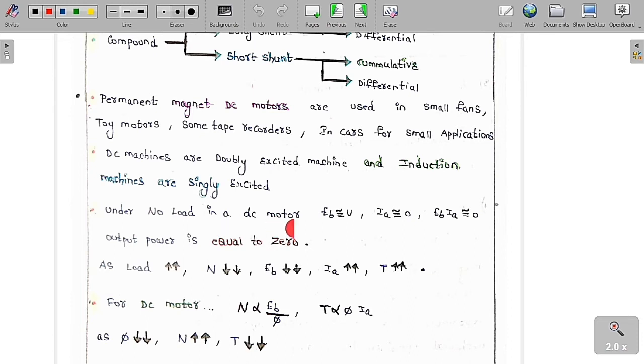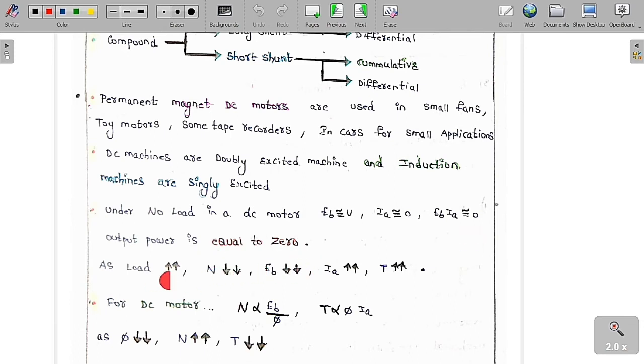Under no load in a DC motor, as I have already told you, the current drawn is very less, which means EB is nearly equal to V. Then EB into IA is nearly equal to 0, so the output power is 0. Whatever electrical power is developed goes into the rotational losses. So under no load condition in a DC motor, the current drawn is nearly 0, EB is nearly equal to V, EB into IA is nearly 0, and the output power is 0.